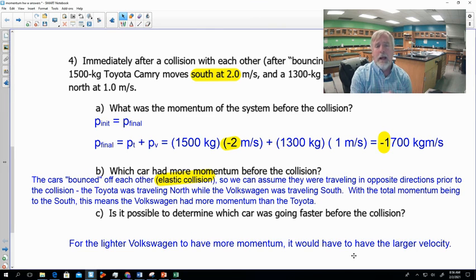Okay. Just want you guys to get used to thinking about collision problems and momentum problems. We're going to build on this more over the next few days and for the rest of the unit.